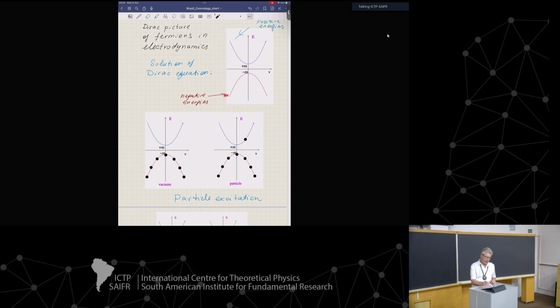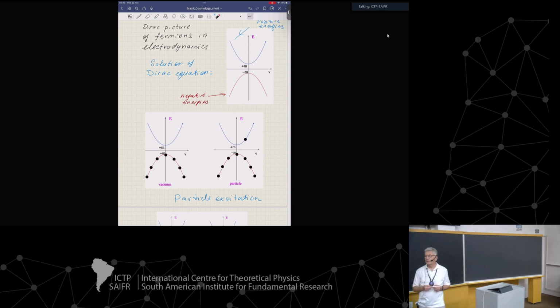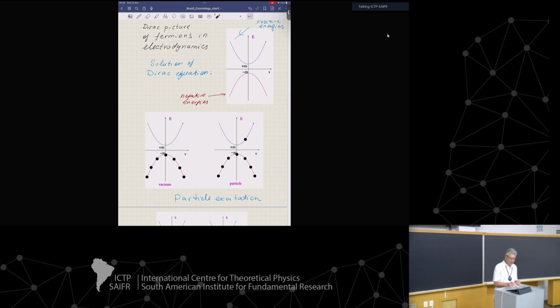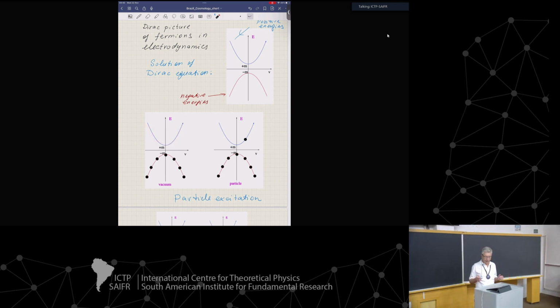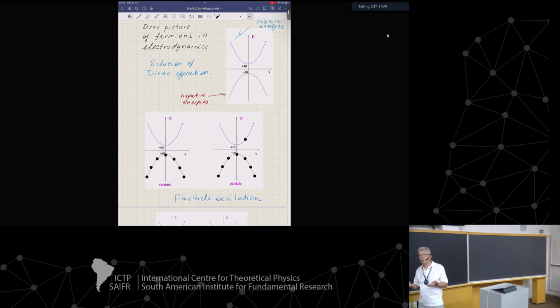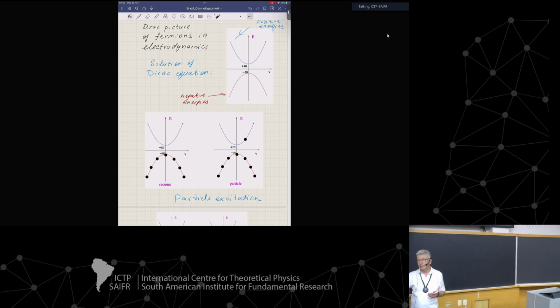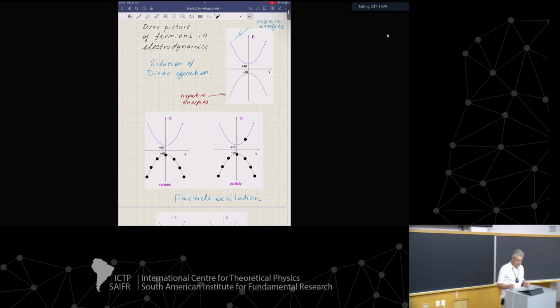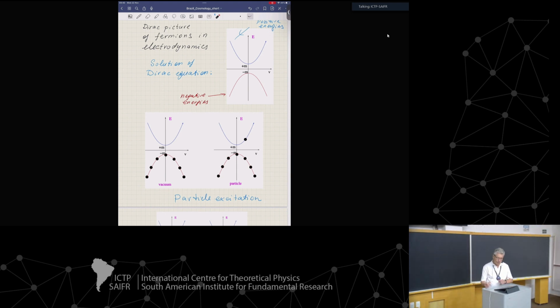All negative energy states, which you have here, we are going to fill, okay? And so if all these negative states are filled, then our system is stable. Why? Because any particle with positive energy cannot decrease its energy because all negative energy levels are occupied, and the Fermi exclusion principle doesn't allow you this type of transition. Okay? And this picture gives you immediately a lot of benefits.